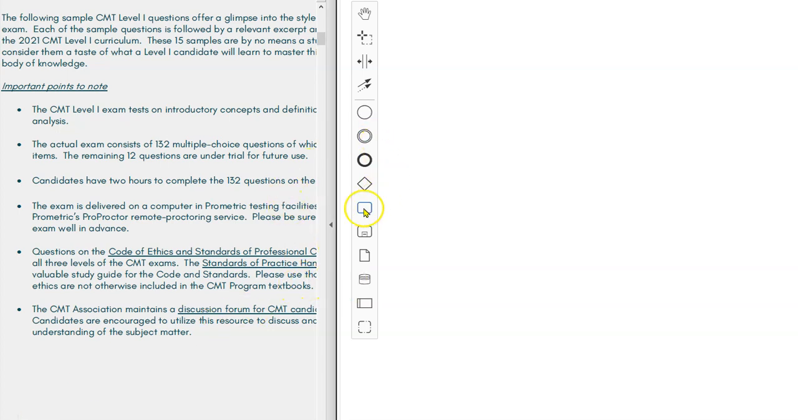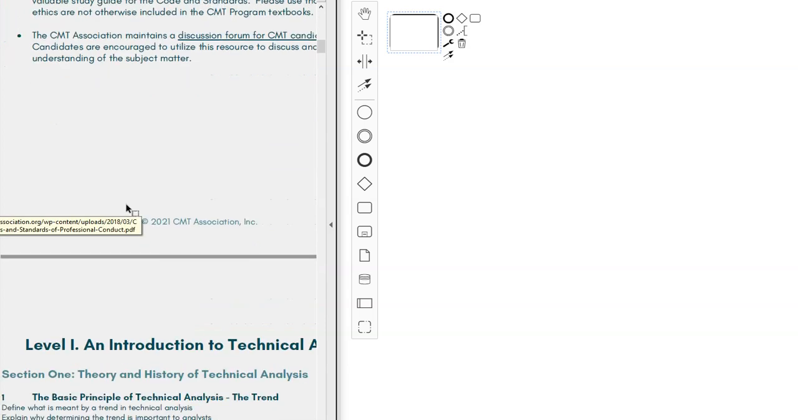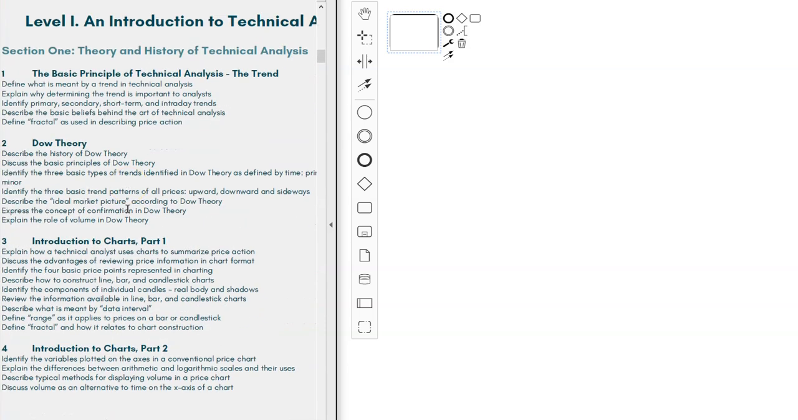Okay, so let's take a look at this topic called the CMT Level 1. It's an exam for technical analysis knowledge. There's 132 questions. You get 2 hours to take it. But there's a bunch of domains here that I want to take down. So repeat after me, Dow theory.